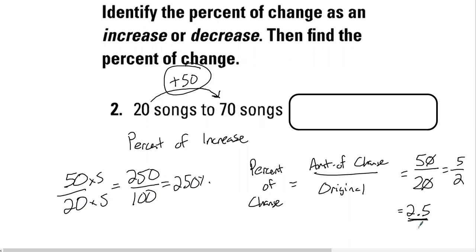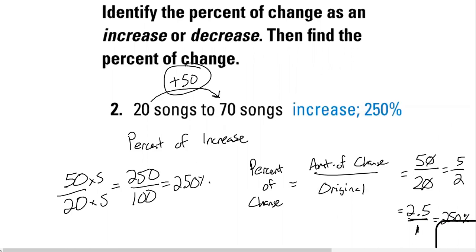And another way to think of this with the decimal form, you can think of this as being out of 1. So 2.5 out of 1, if you multiply the top and the bottom by 100, that would be 250 out of every 100, or 250%. So this was an increase of 250%.